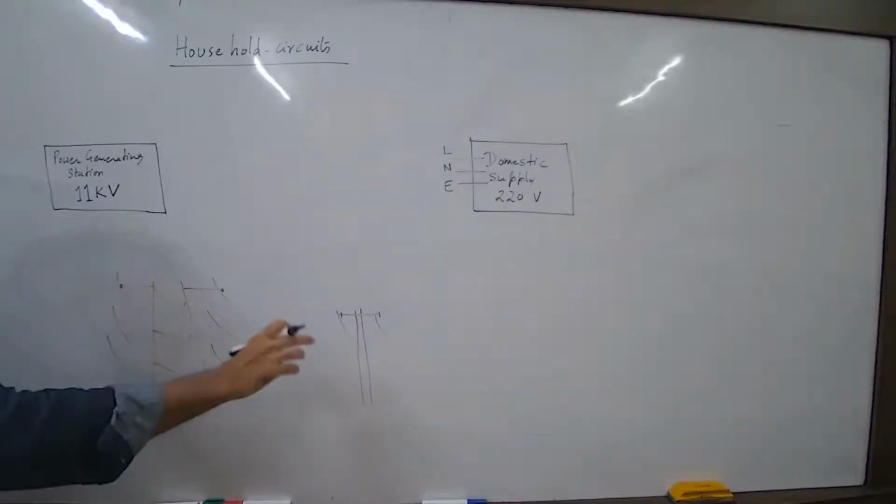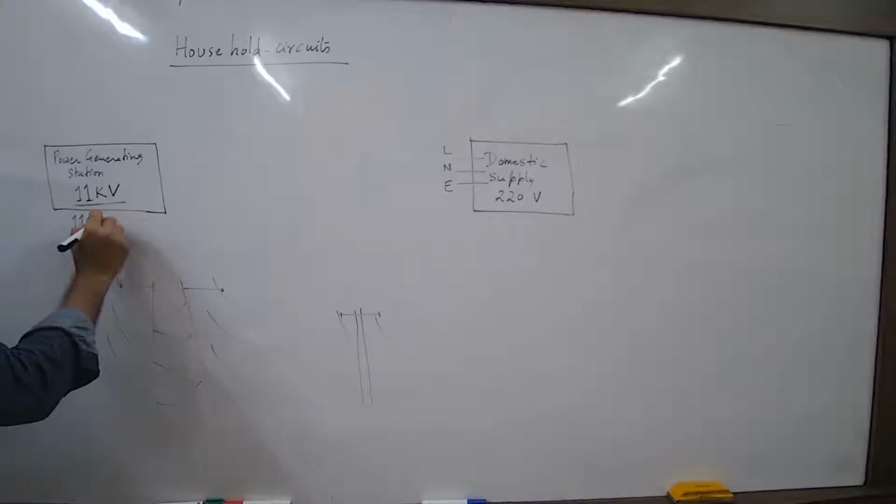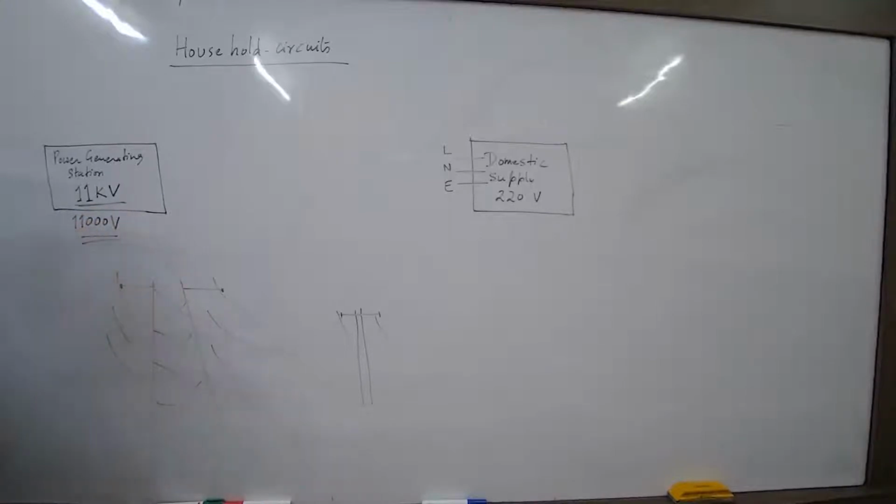When they are carried like this, they can't be carried at 11,000 volt. We can produce more than this, but that will lead to insulation issues because it will be so powerful that it will make the surrounding air conducting. So we don't generate more than 11 kilovolt. We can't generate less also because then it will be created at very high current. So this is the standard. When the power is generated, it is generated at 11 kilovolt.